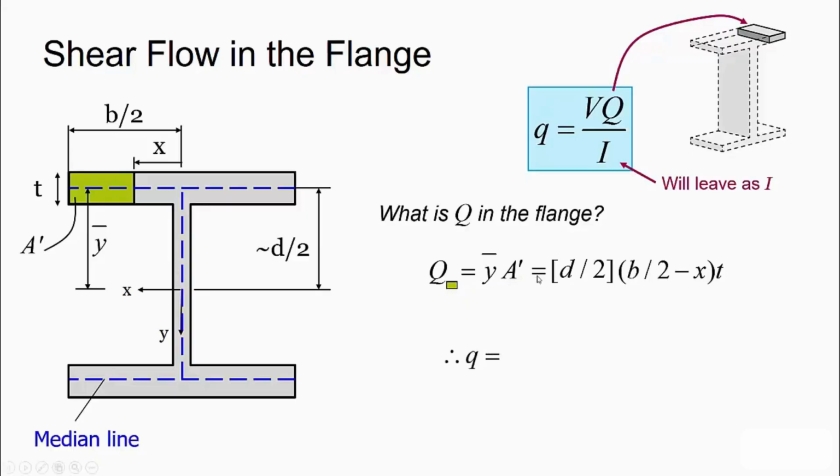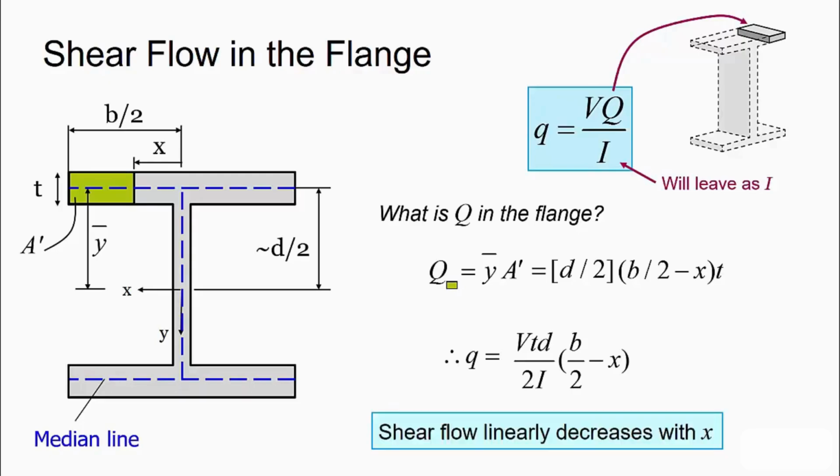Therefore, I can take this expression and substitute it into our original value for Q. V is constant given by the problem, and I will be left as I for this problem, and we will get that Q, or little q, shear flow, is V times t times d divided by 2I multiplied by bracket b over 2 minus x, close bracket. What we can recognize from this is that shear flow linearly decreases with x.